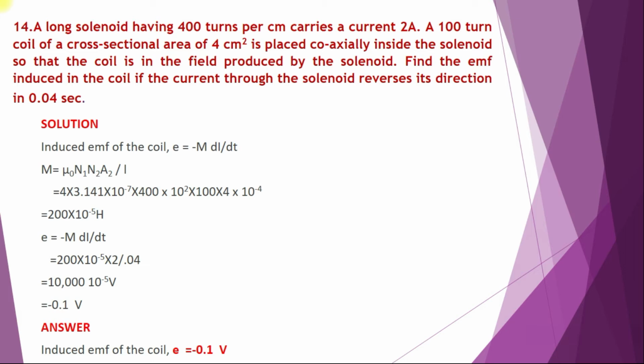So E is equal to minus M × di/dt. Now substituting the M value here, which is equal to 200 × 10^-5 × 2 divided by 0.04, which is equal to 10,000 × 10^-5 volt, which is nothing but minus 0.1 volt. So the answer is, induced EMF of the coil E is equal to minus 0.1 volt.